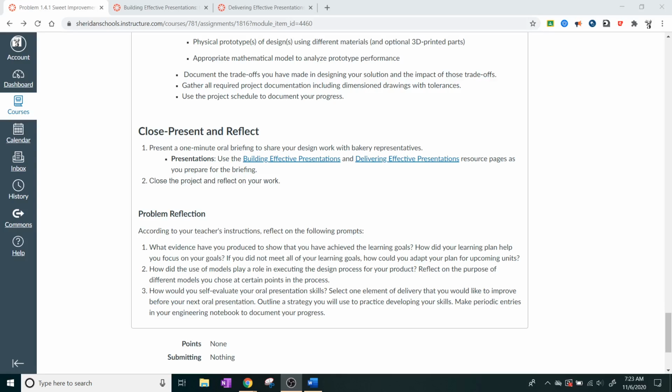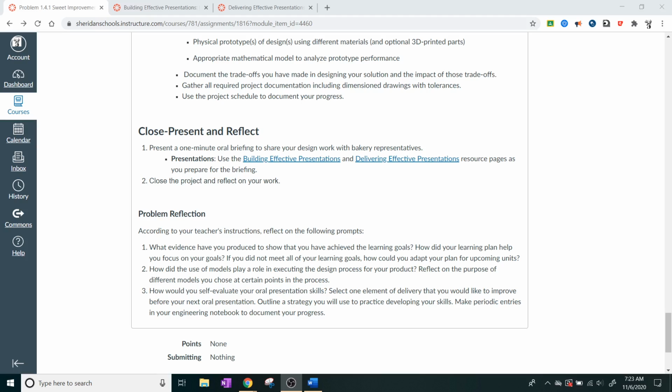Okay, IED, we're going to be talking about problem 1.4.1 suite improvement, the last segment, and that is going to be closing, that is presenting and reflecting. So, what we're going to do is we're making a 1 minute oral briefing to share your design work with the bakery representatives. So, we're going to be making our presentation as if the audience is the bakery themselves.